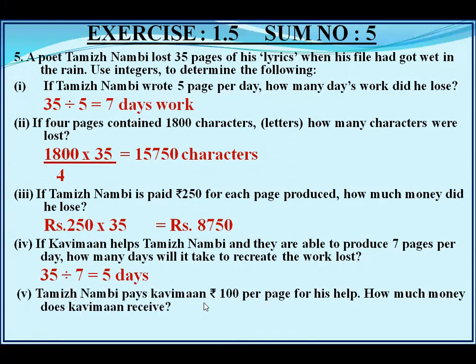Tamil Nambi pays Kaviman rupees 100 per page for his help. How much money does Kaviman receive? So Kaviman does 7 pages per day. Altogether, he is supposed to do 35 pages. So 35 pages into rupees 100 is 3,500 paid to Kaviman.